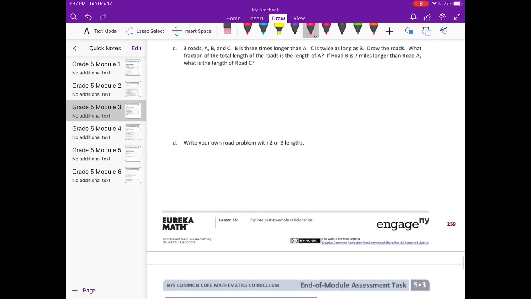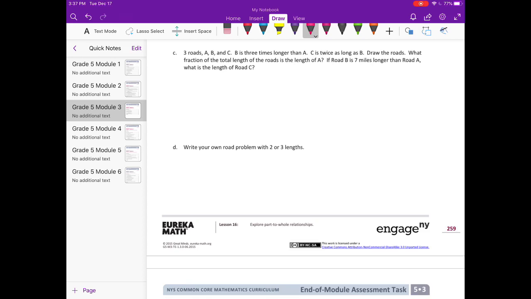C, there are three roads, A, B, and C. B is 3 times longer than A. C is twice as long as B. Draw the roads. So let's start with that. So we have A, and I'm just going to go ahead and draw a road for each A, B, and C. So they're all the same size right now.